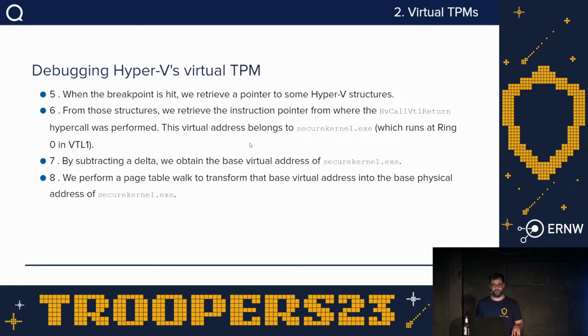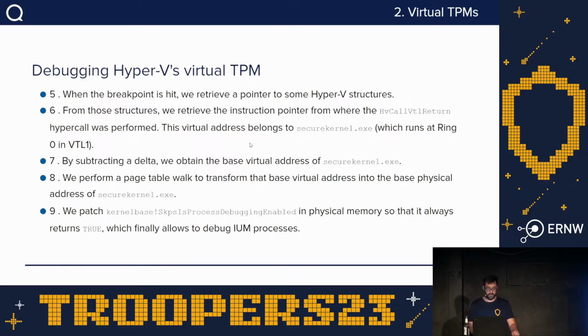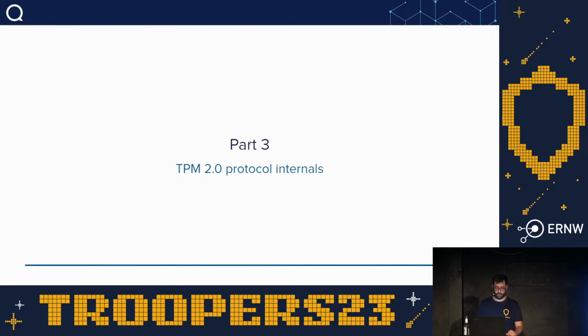You do a page walk to transform that base virtual address into the base physical address of the secure kernel. And finally, you patch in physical memory the function called SkpIsProcessDebuggingEnabled so that it always returns true. If you force this function to always return true, you can attach to isolated user mode processes. So it's a bit convoluted, but it allows you to debug isolated user mode processes in your research environment with nested virtualization.